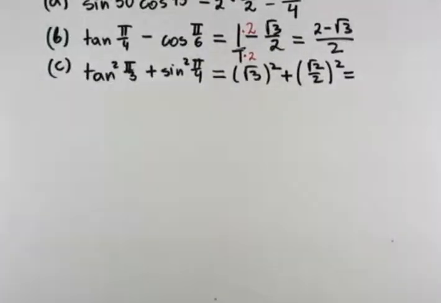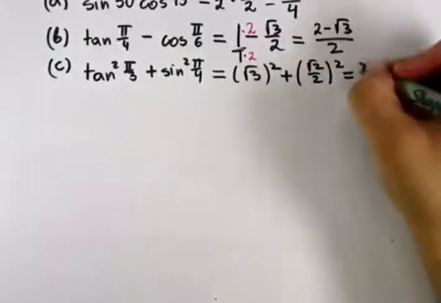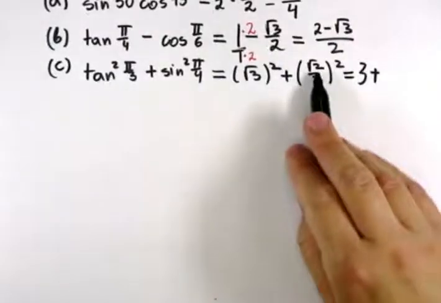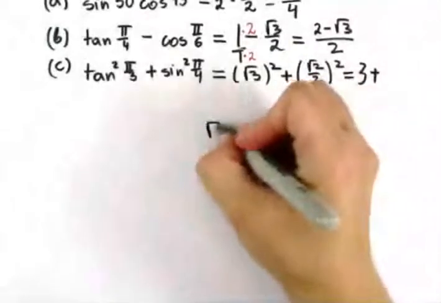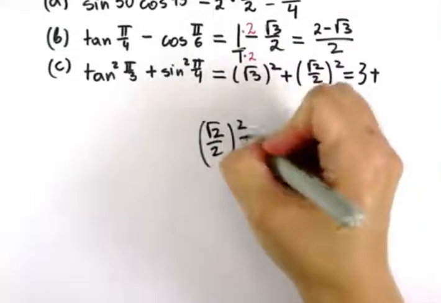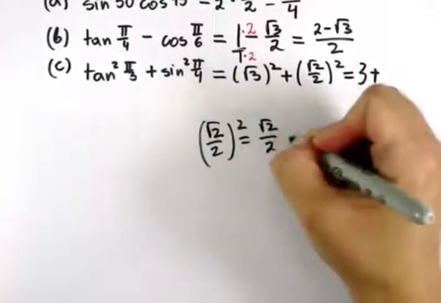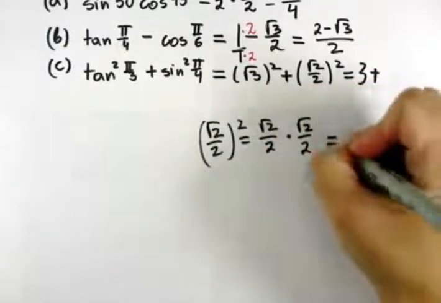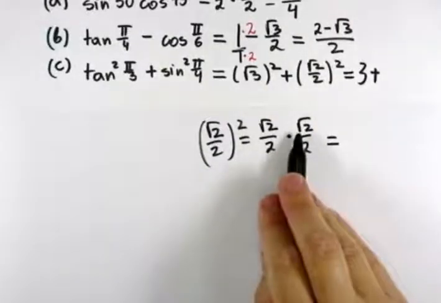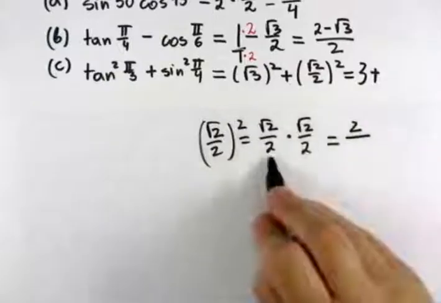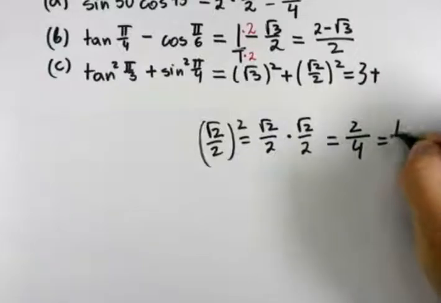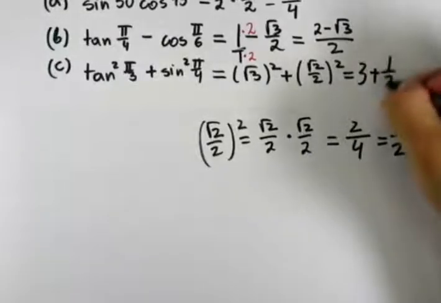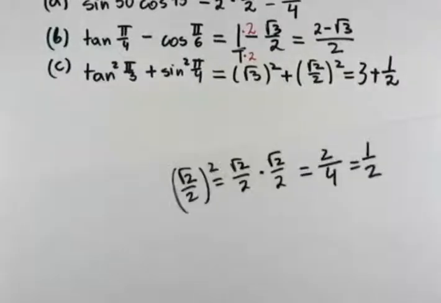Okay, so root 3 squared is root 3 times root 3, which is root of 9, which is 3. Plus, and this would be root 2 over 2 times root 2 over 2. So I have root 2 over 2 squared, which is nothing else but root 2 over 2 times root 2 over 2. So root 2 times root 2 is root 4, which is 2, and 2 times 2 is 4. This can be reduced, dividing by 2, to 1/2. So I have 3 plus 1/2.